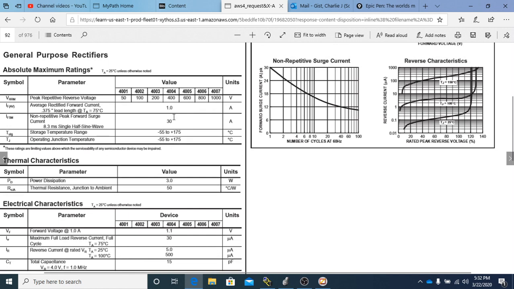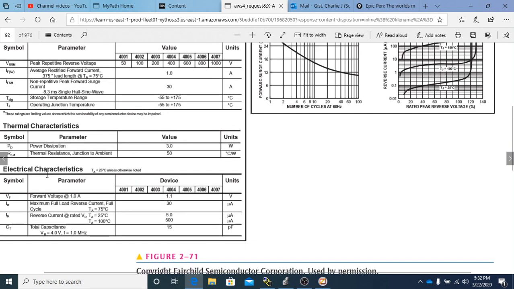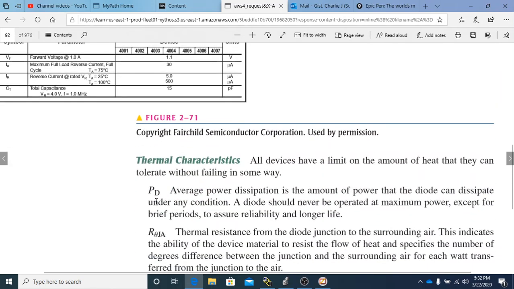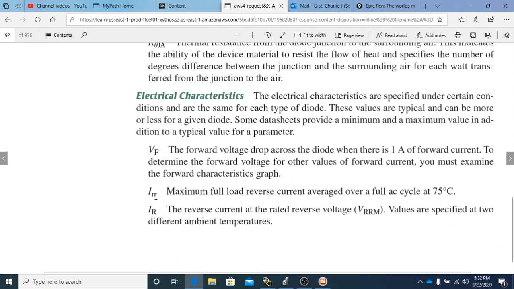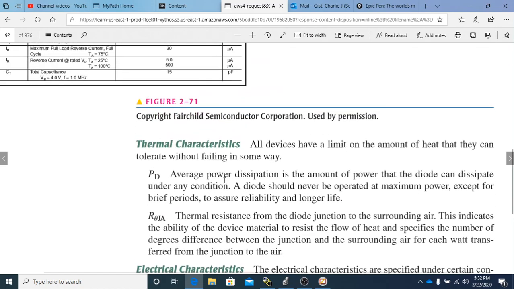You'll see there are absolute maximum ratings, thermal characteristics, and electrical characteristics. Some of these things by now should look sort of familiar to you. W is for watts, and this is 50 degrees Celsius per watt, and then 1.1 volts, microamps, and picofarads. We should know something about those by now, because that's a capacitor. There are just a few things to learn, and you'll see a few more details about the electrical characteristics and the thermal characteristics.